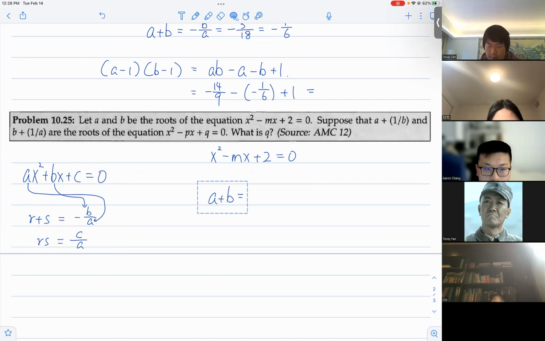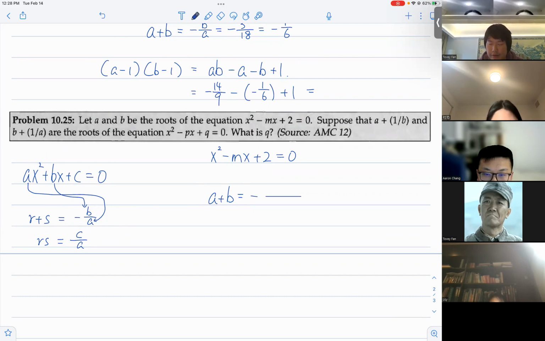Makes sense, right? And the sum of roots equals what? Negative linear coefficient over the leading coefficient. What is the linear coefficient? Is the answer m? Yes, m, because the linear coefficient is negative m. So it's negative m over 1.